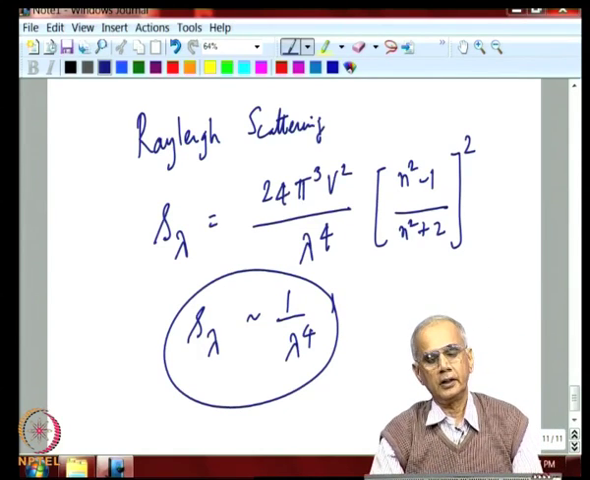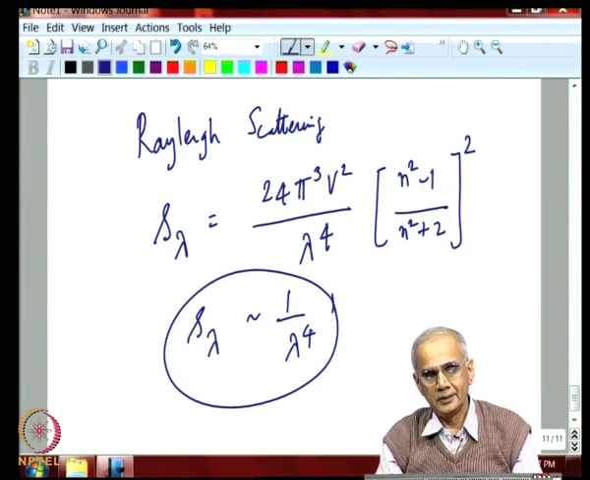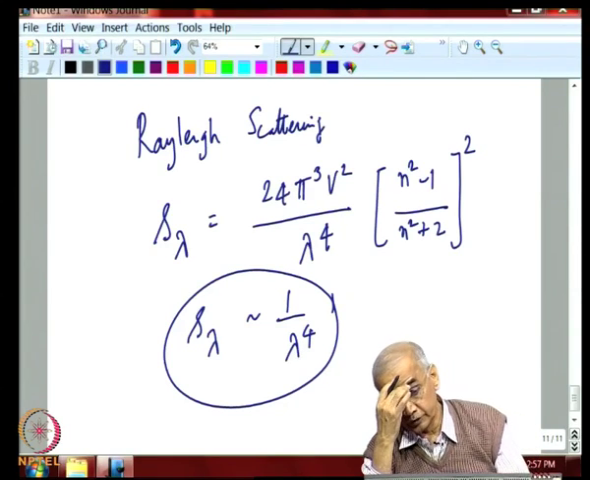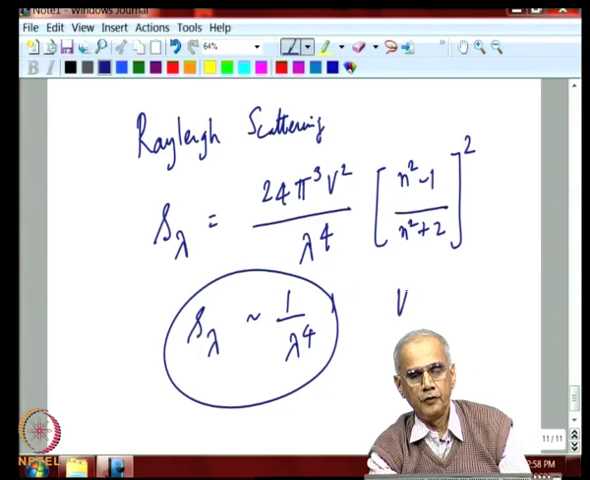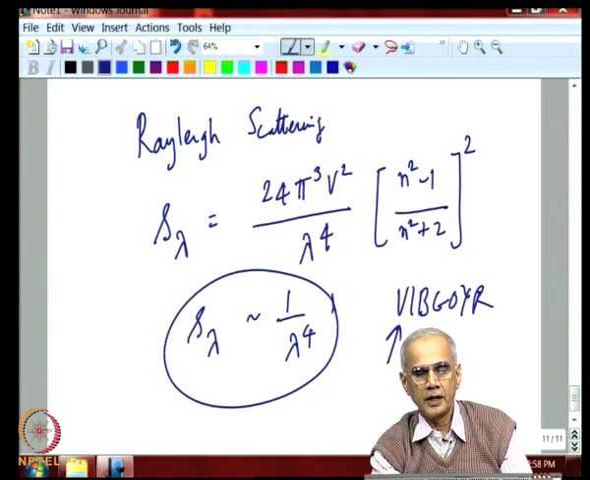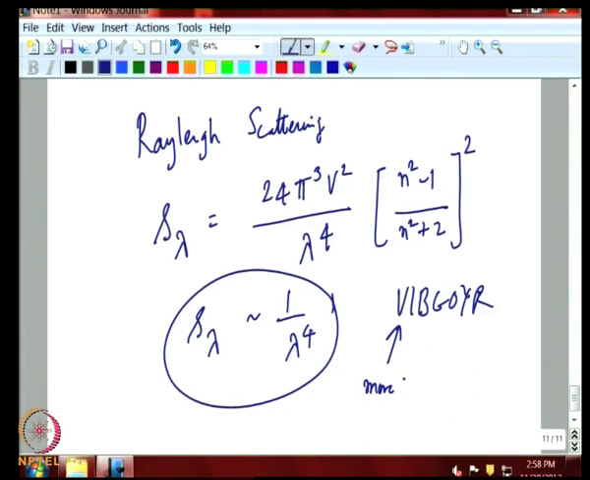and many of you have heard that this is what makes the sky blue in color, because the molecules of the atmosphere which scatter the sunlight, which is in the visible 0.4 to 0.7 micron, tend to scatter, if you look at VIBGYOR of sunlight, more violet light than red light.